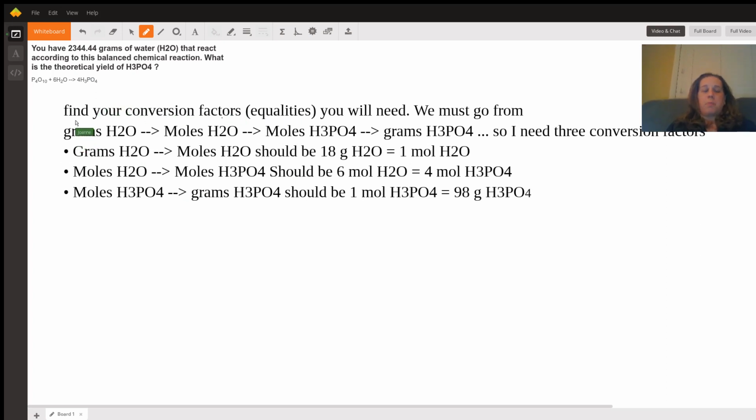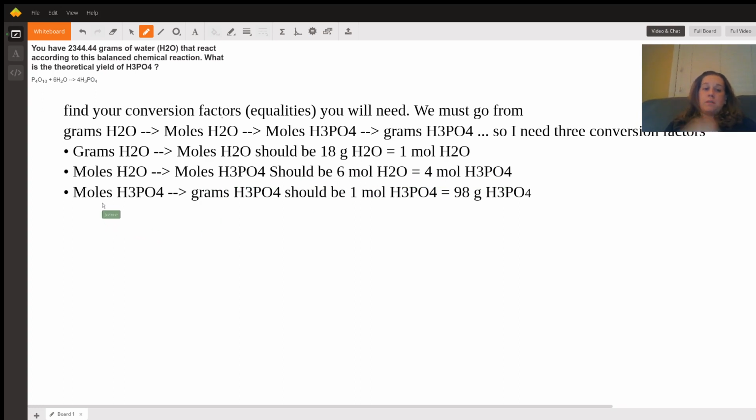In this entire problem, we are going from grams of water to moles of water, then from moles of water to moles of phosphoric acid, and then from moles of phosphoric acid to grams of phosphoric acid. So I need 3 conversion factors. Grams of water to moles of water: 18 grams is equal to 1 mole of water. Moles of water to moles of phosphoric acid should be the coefficients: 6 moles of water is equal to 4 moles of phosphoric acid.